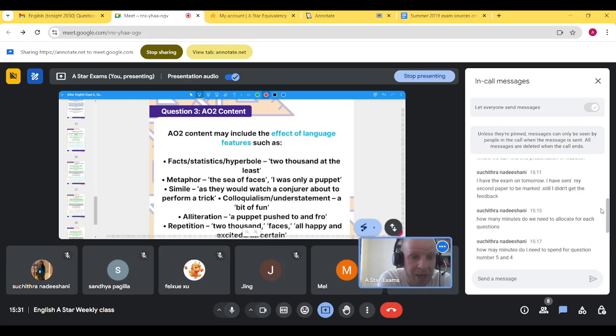But I want to come to Chifa's questions. How many minutes do we need to allocate for each question? And you've asked specifically for 4 and 5. My general advice would be to round up to the nearest 5 minutes. So question 1, 5 minutes, question 2, 10 minutes, question 3, 15 minutes, question 4, 20 minutes, question 5, 25 minutes. And then for question 6, I'd say about 45 minutes, and that will still leave you an additional 10 minutes of reading time.